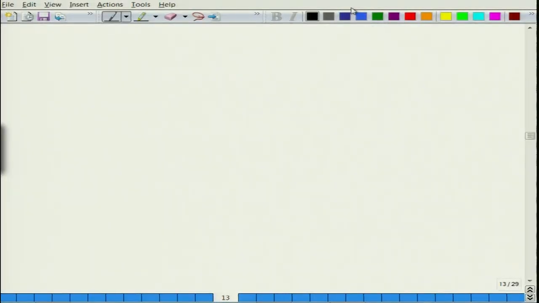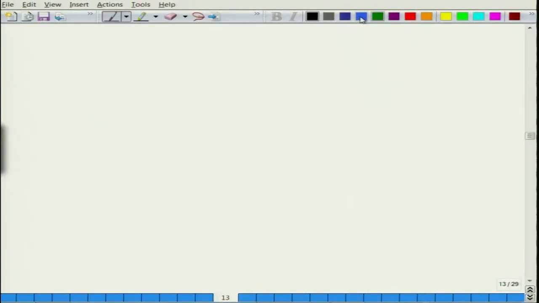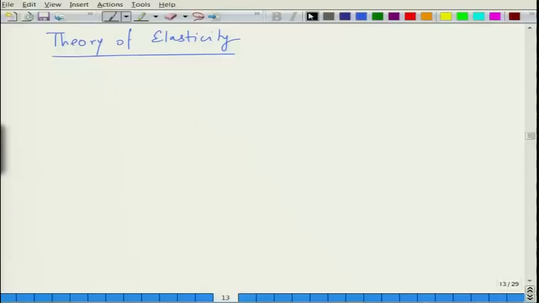So, the transformation of axes that we are doing for true stress can also be applied for engineering stress or engineering strain. And now, what we will do is that we will look at what is theory of elasticity. So, we will just introduce the concepts related to the theory of elasticity in this lecture without getting into too many details about it.